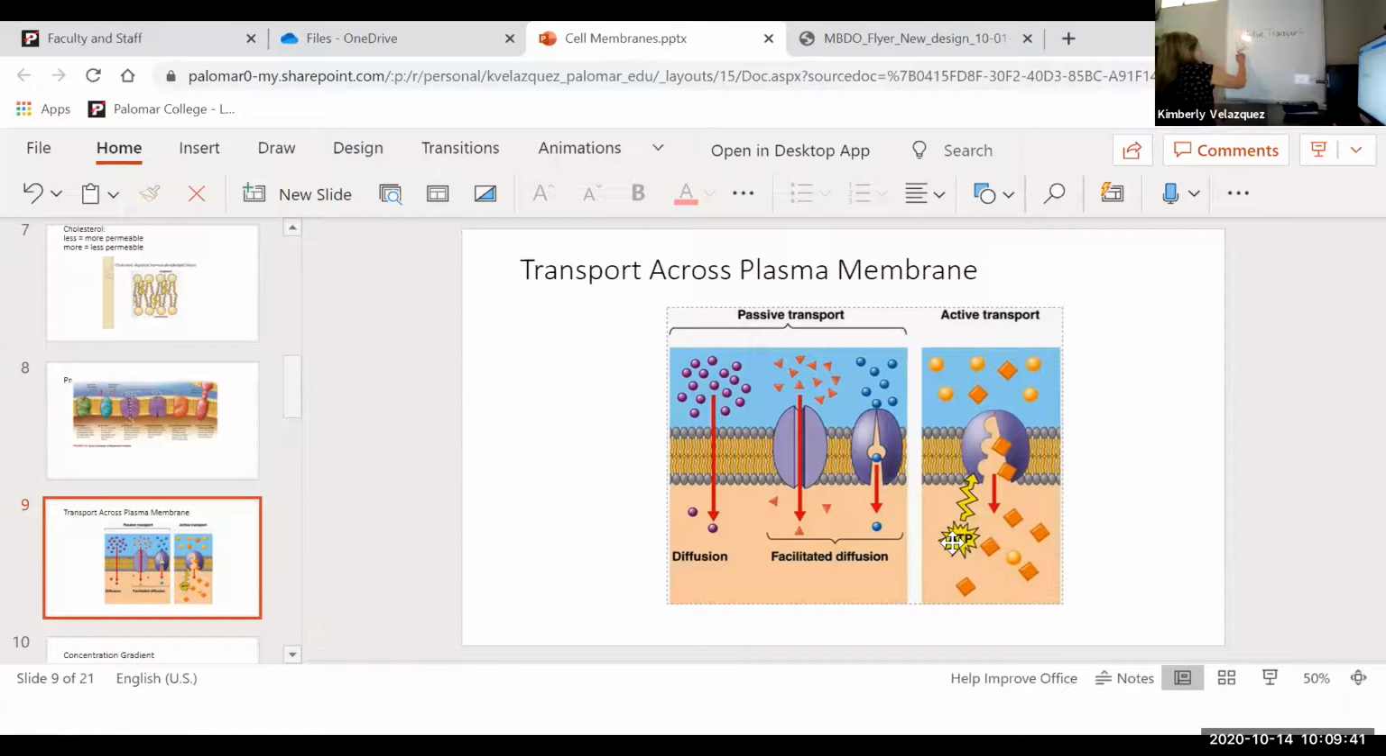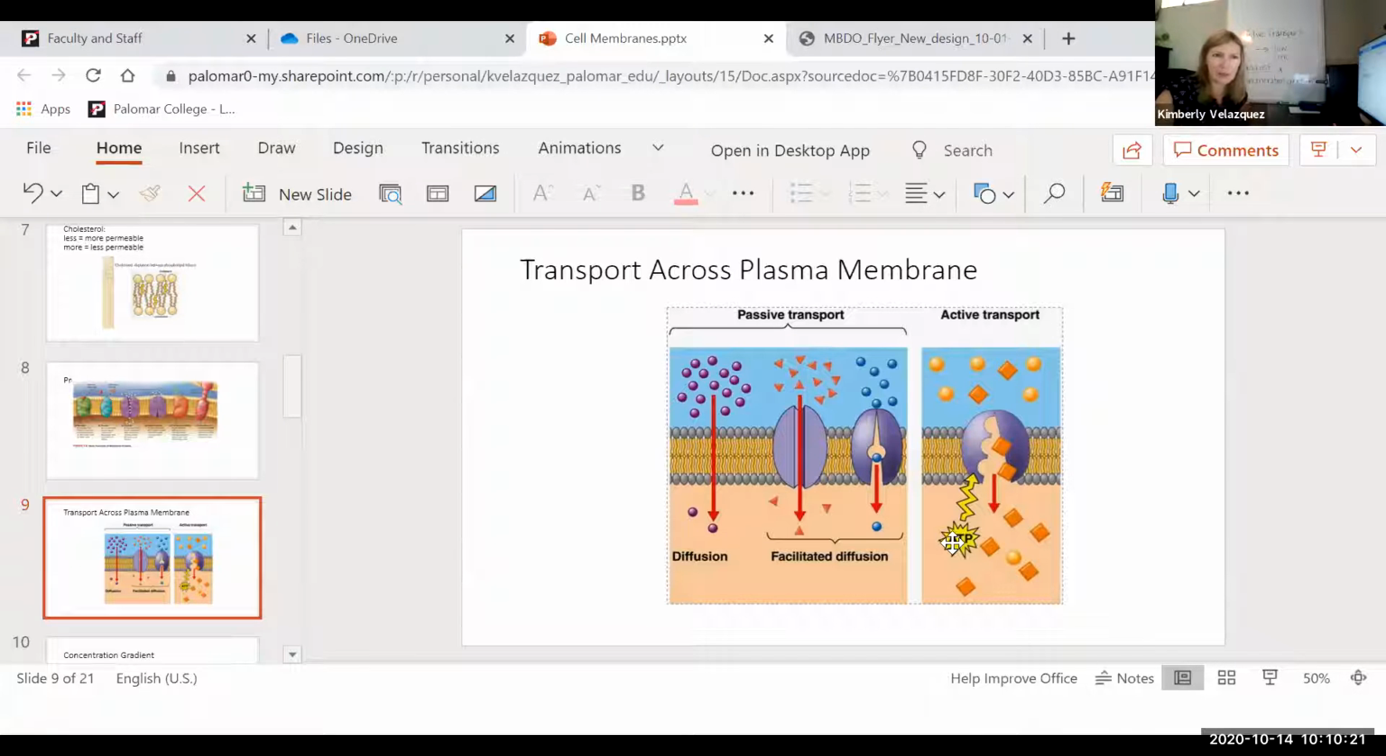So high concentration, I'm just going to abbreviate it, CONC, to low concentration. So we say that's against a concentration gradient. It's like pumping uphill. It requires energy. If we want water to go downhill, it just flows downhill with no energy required. In fact, it produces energy as it's flowing downhill. But to get that water back uphill, you have to pump it, and that's going to require energy.